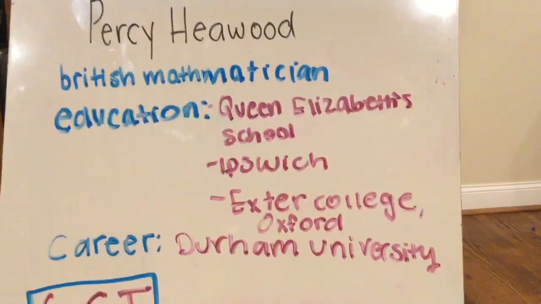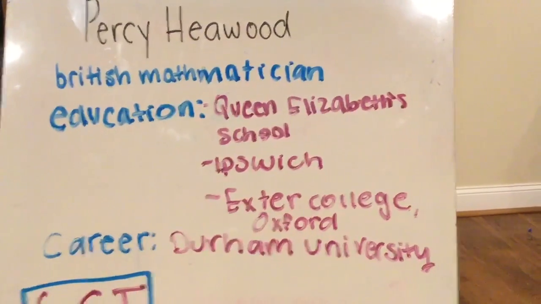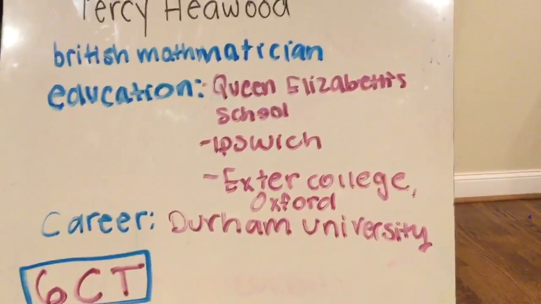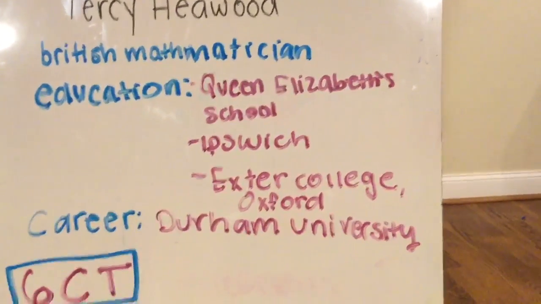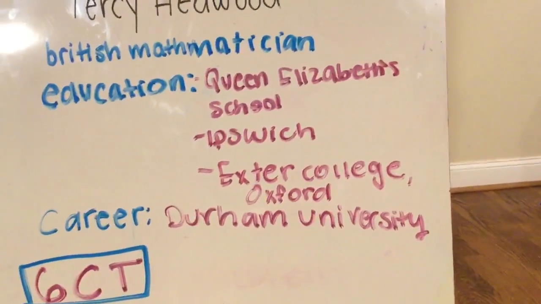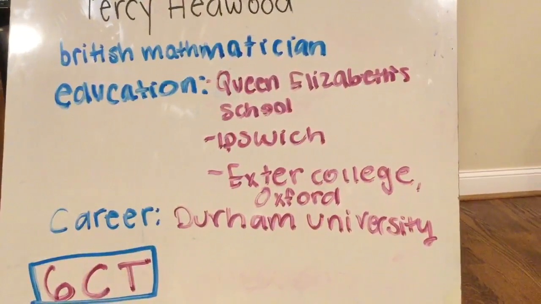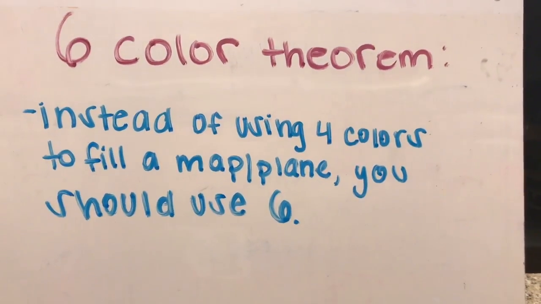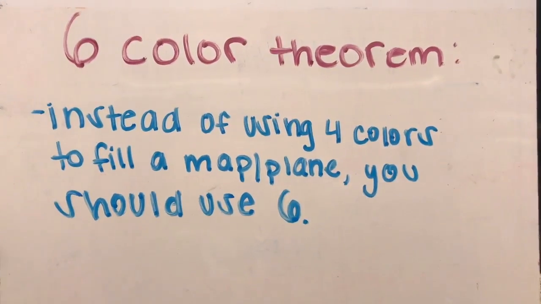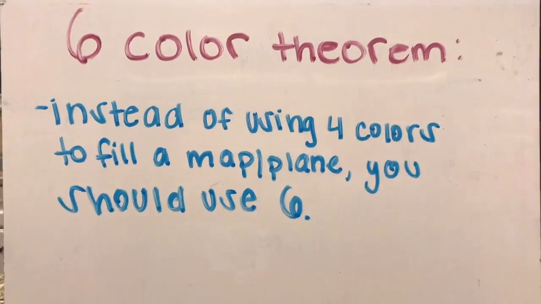Percy Heawood, another British mathematician, studied at Queen Elizabeth School, Ipswich, and Exeter College in Oxford. He had a teaching career at Durham University. His relation to the four-color theorem was the six-color theorem. The six-color theorem was basically a restatement of the four-color theorem, saying that instead of using four colors to fill a map or plane, you should use six.